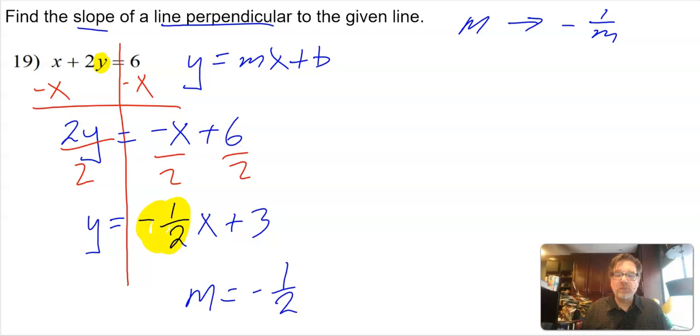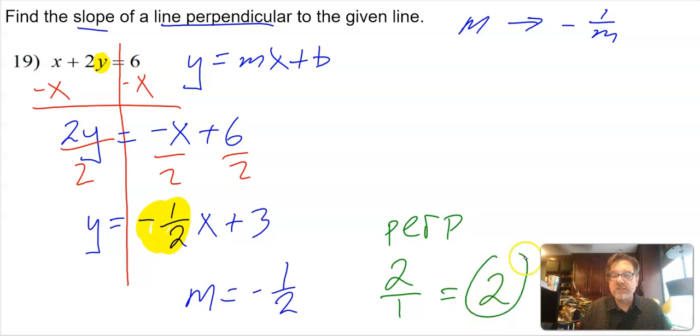So to find the perpendicular slope, take the fraction, flip it upside down, find the reciprocal, change the sign from negative to positive. Now nobody writes 2 over 1, we're just going to write 2. Boom. So the slopes of all perpendicular lines is positive 2.